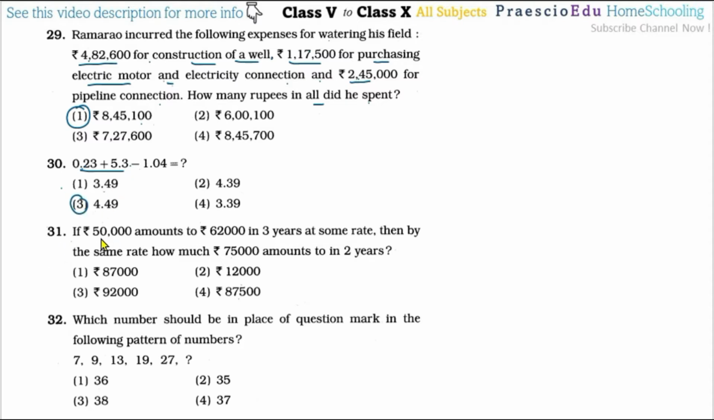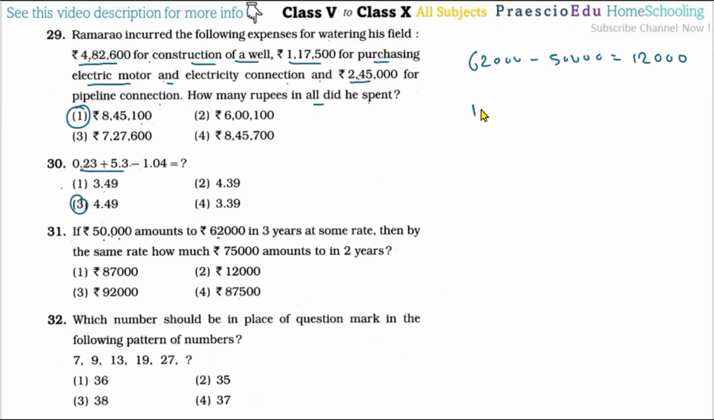Then for question number 31, if 50,000 amounts to 62,000 in 3 years at some rate, then at the same rate how much will 75,000 amount to in 2 years? So this is the principal amount. It will convert to this amount in 3 years, that is including the interest. To find the interest, this complete amount minus this one, that is 62,000 minus 50,000, that is 12,000, which is the interest, sorry, that we are getting. So the same rate we have to find out.